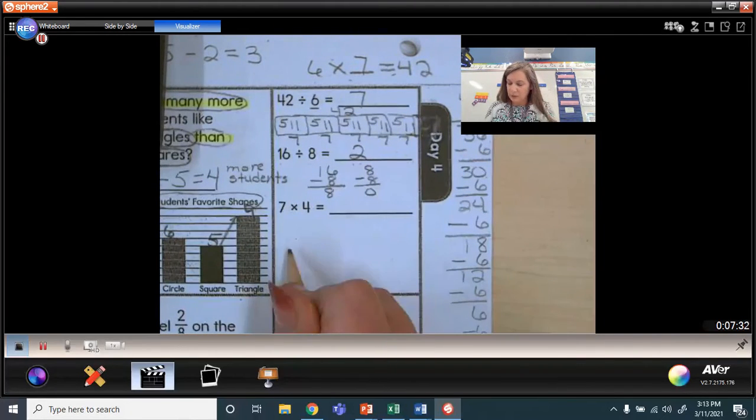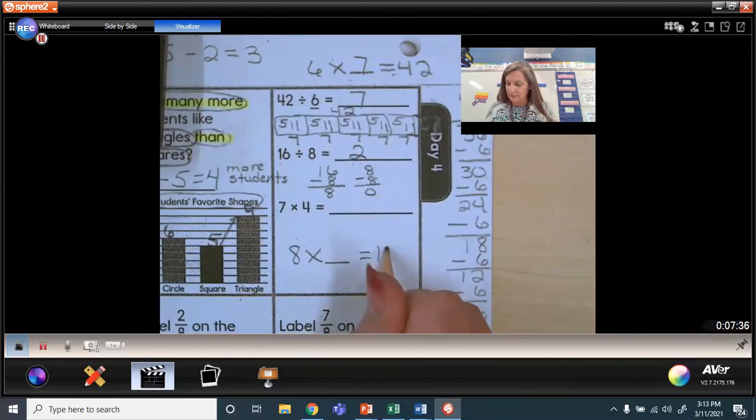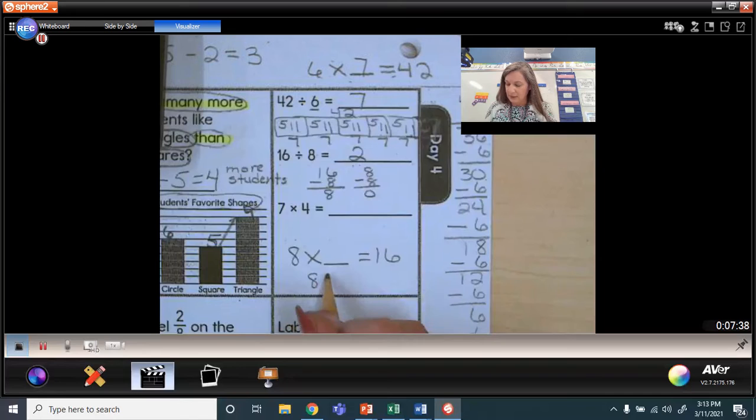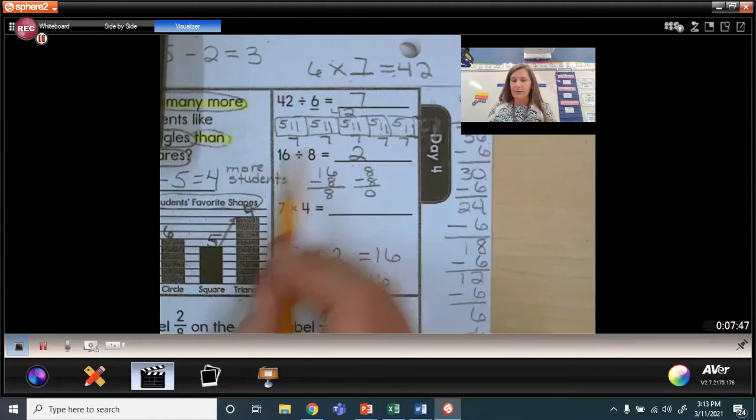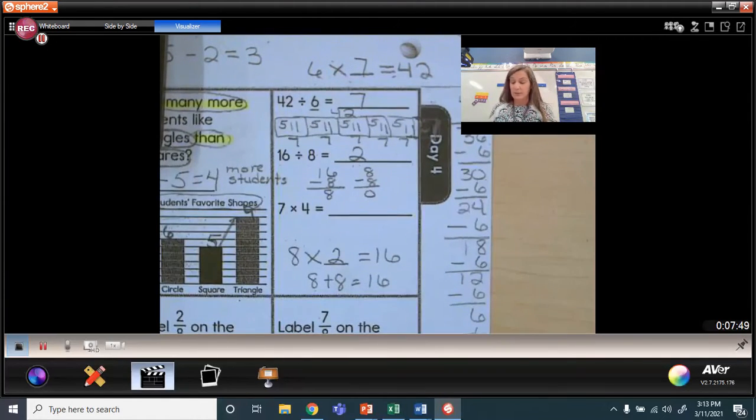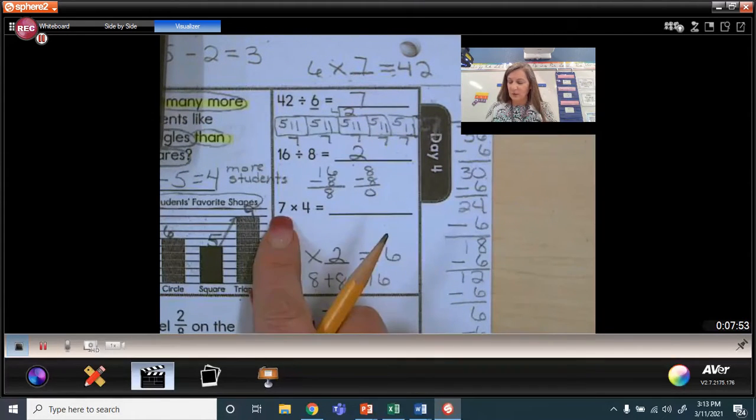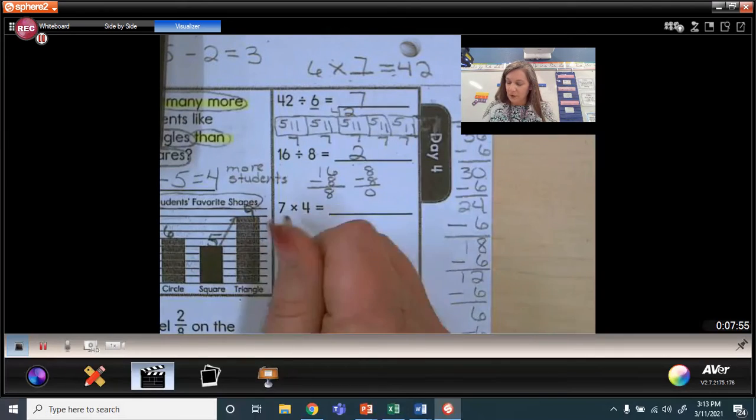Or, if you know your multiplication facts, 8 times blank equals 16. Well, 8 plus 8 is equal to 16. So, 2 groups of 8 is equal to 16. So, again, many strategies. Okay, we're looking for a product here. So, we have a factor of 7. We have a factor of 4. 7 groups of 4 or 4 groups of 7.